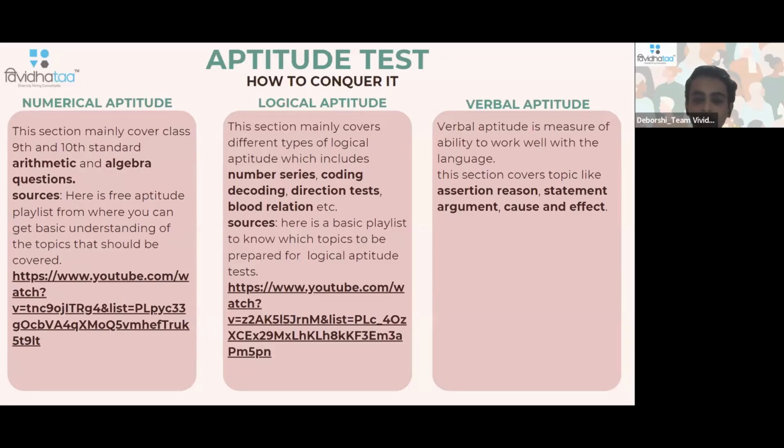Whenever you practice under time, it will improve your speed and your accuracy, and you will learn to manage your time effectively to ensure that you complete all the questions within the allotted time. And the most important is to identify weak areas. By practicing, you can analyze your strengths and weaknesses, and you can focus on improving your weak areas.